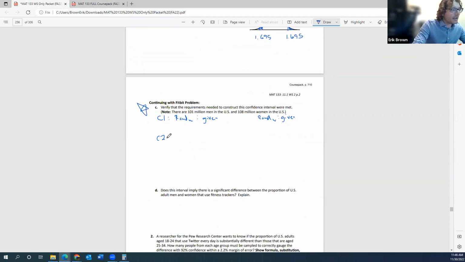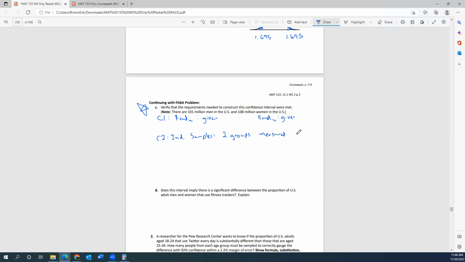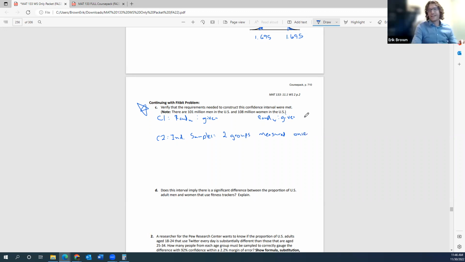Here's how I like to have students write this one out. You say independent samples, and then your proof, in this case, two groups measured once. I totally read your mind. That's exactly what we wrote. Nice. And if it's the other one, it's one group measured twice. Yep. That's the test of what type it is.